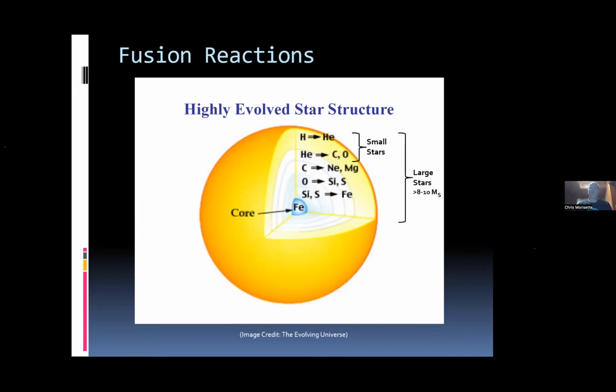But when you get to the point where you've only got iron, that's the end of the road. Iron's what they call endothermic. So you actually have to put energy into iron in order to make it fuse any farther. And it's just not going to happen under its own volition with a star like that. So for a small star, this is kind of the end of the road here, carbon and oxygen. For a large star, iron is the end of the road.